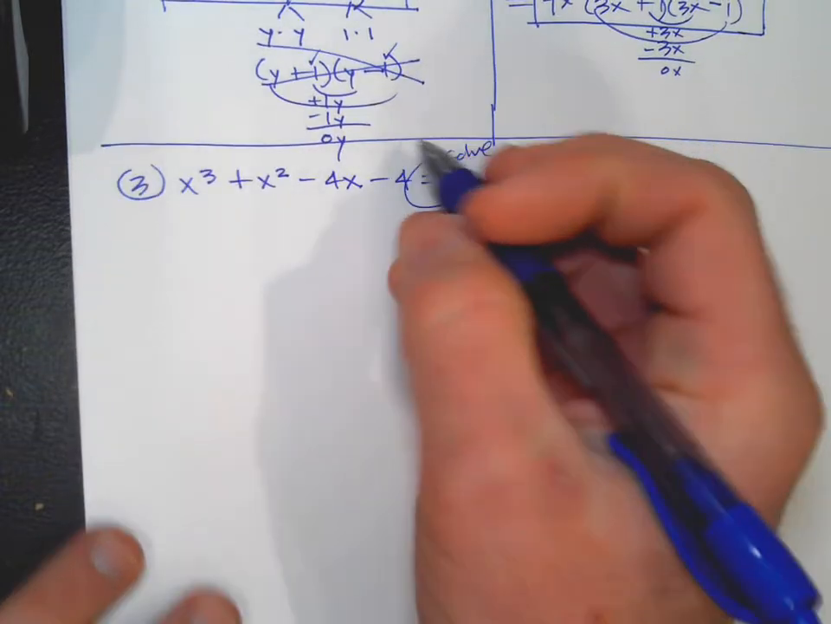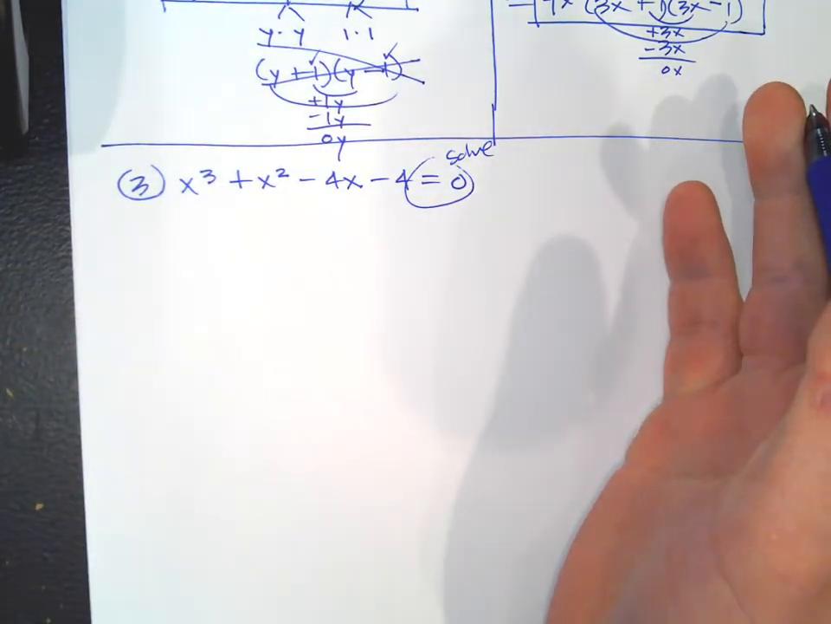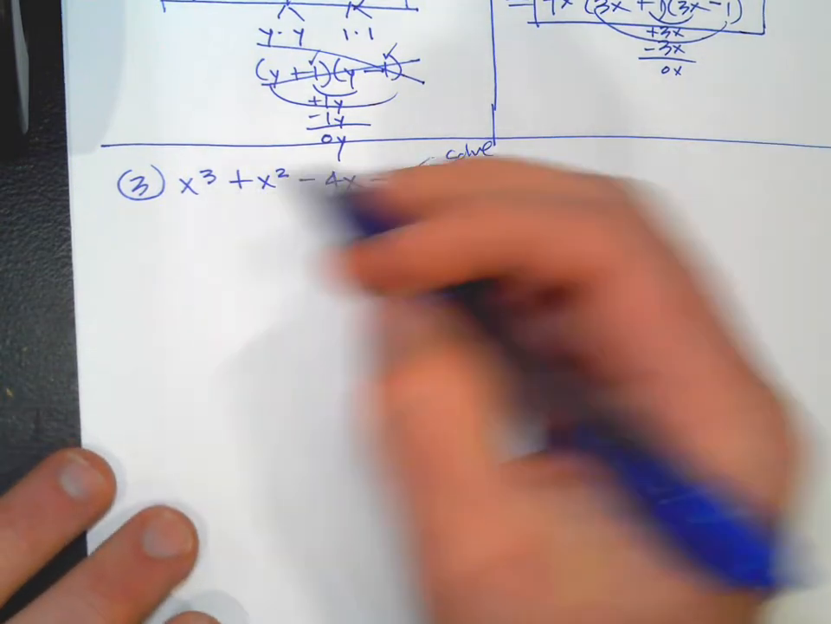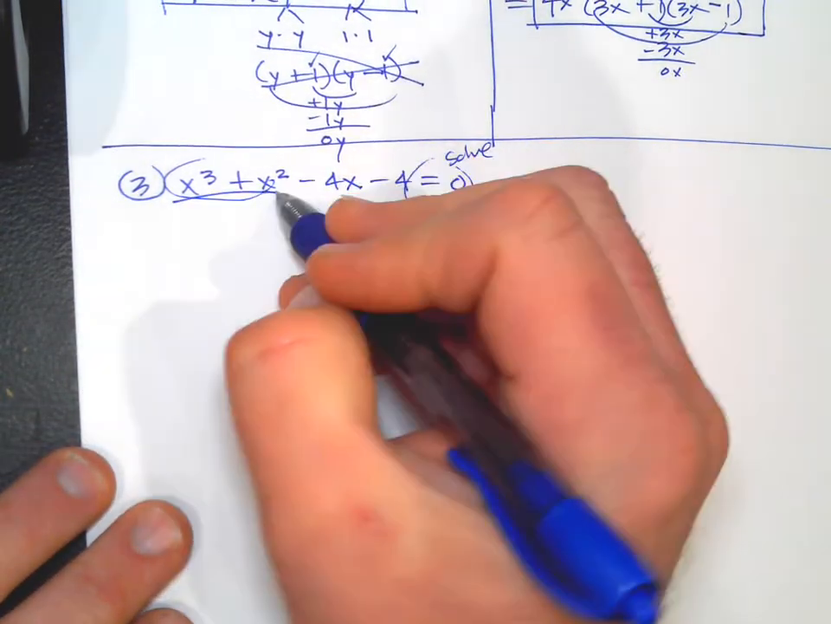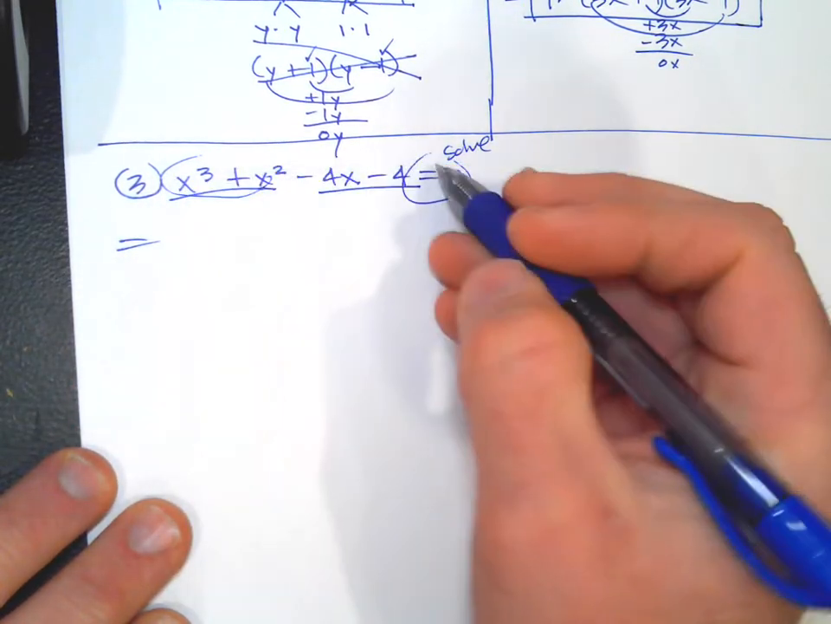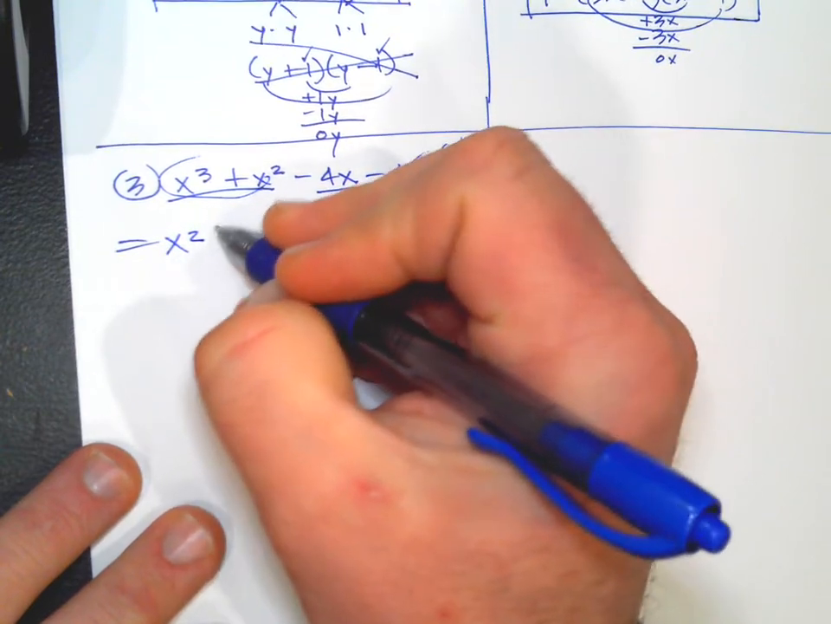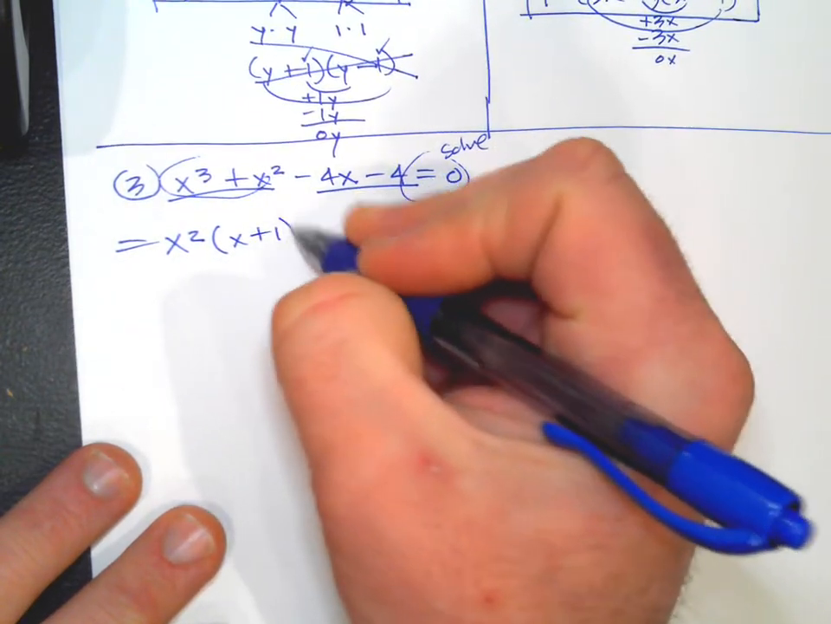Okay, GCF of the whole thing, 1. Don't even bother. All right, 4 terms. Let's try grouping. Group, group. It's in standard form, right? Highest power, lowest power. That's kind of neat. GCF of the first pair is x squared. And then you get x plus 1.